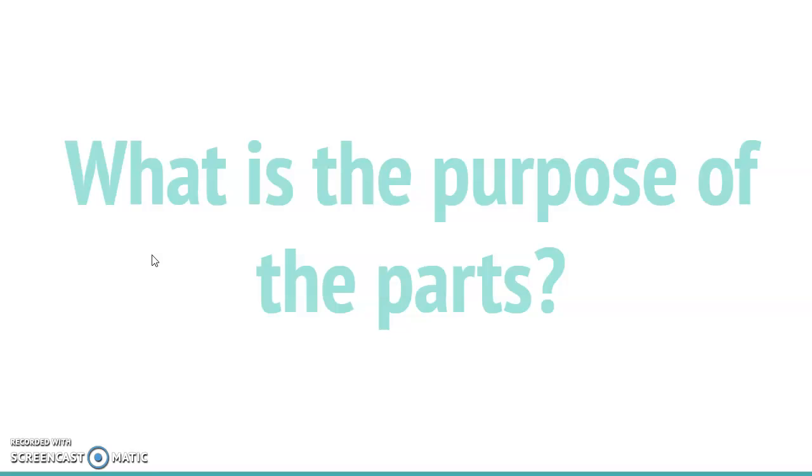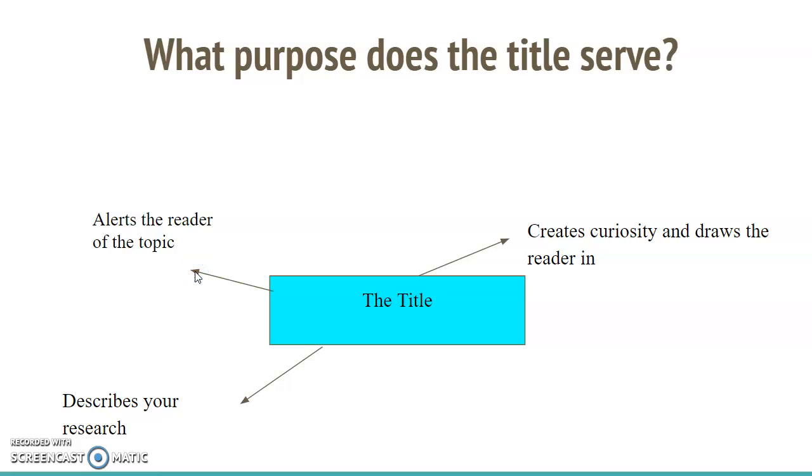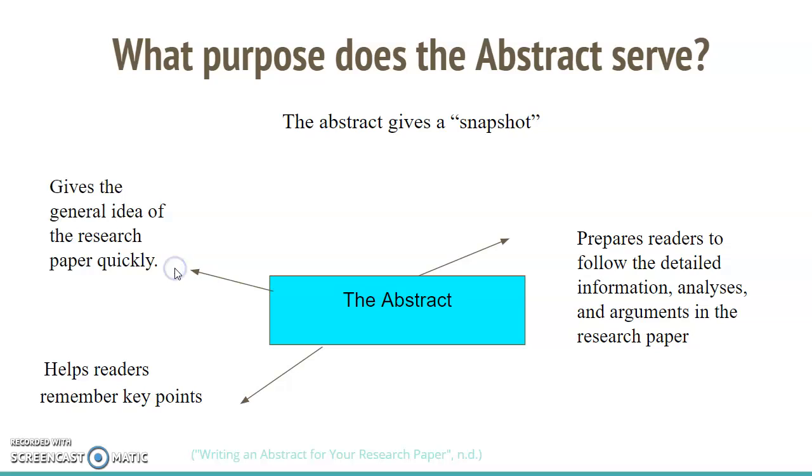What is the purpose of these parts that we just highlighted? Firstly, the title section of the research paper alerts the reader to the topic and creates curiosity to draw the reader in. As was presented in the research paper by Letitia Foran, a question was presented so as to create this curiosity. The abstract, which follows the title, gives a snapshot to the reader. Generally, the abstract is a paragraph long and allows the reader to decide whether to read the full paper by quickly presenting key points.